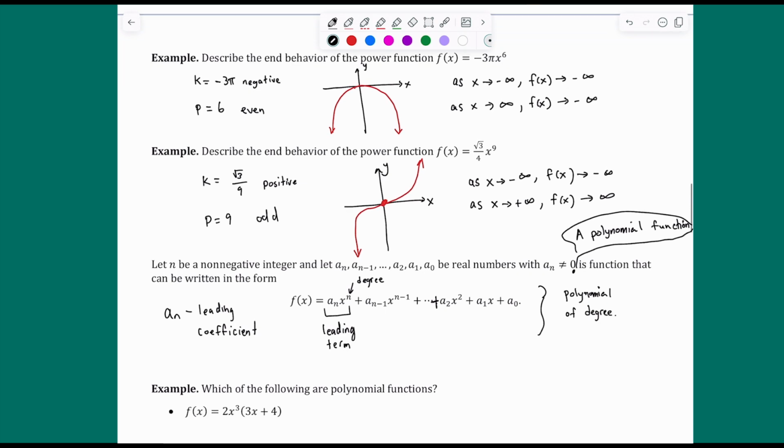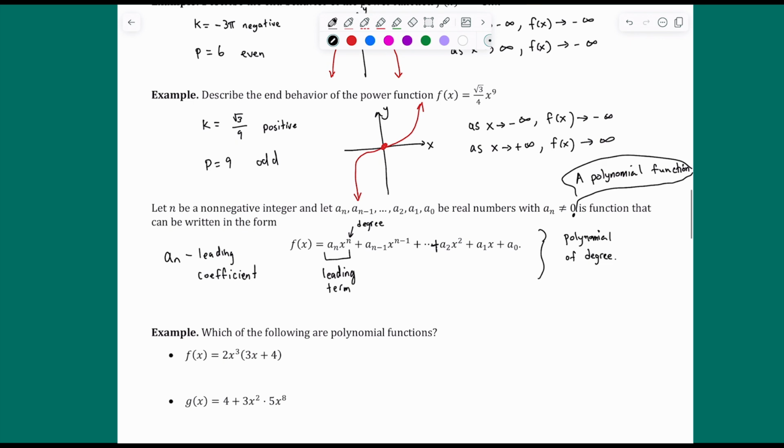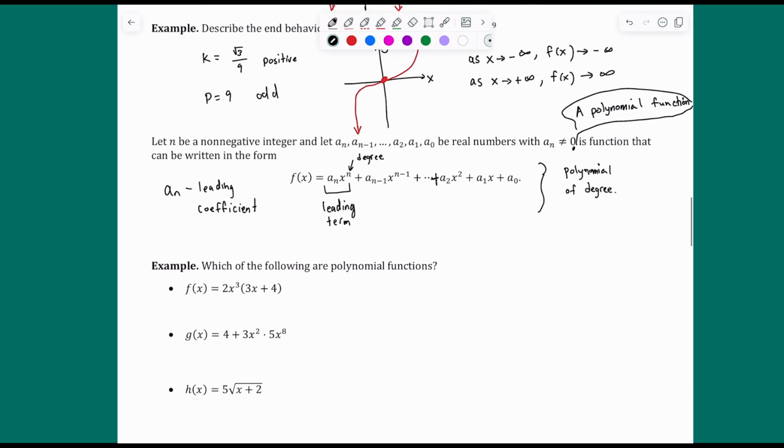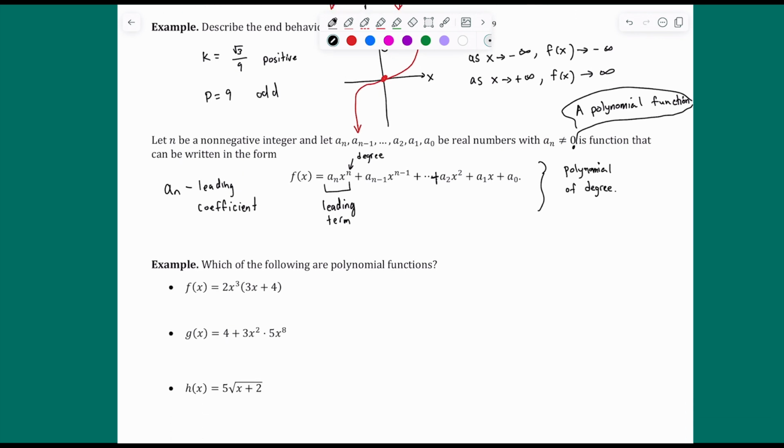Okay, so let's look at the following. Which of the following are polynomial functions? So this first bullet point here, we have f of x equal to 2x cubed times 3x plus 4. Technically, how it's written, it's not a polynomial, but it's a product of polynomials. And so if you do the distributive property there, we get another polynomial. 2 times 3 is 6. x cubed times x will give us x to the 4th. And then 2x cubed times 4 gives us 8x cubed. And so you can see that's a polynomial of degree 4.